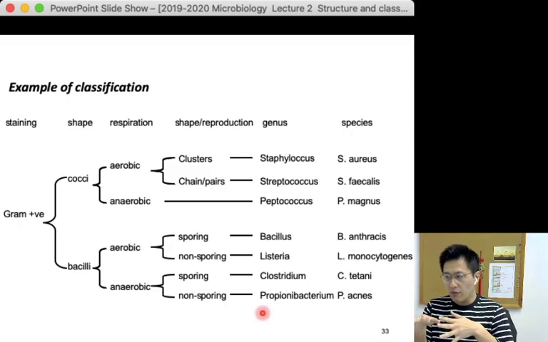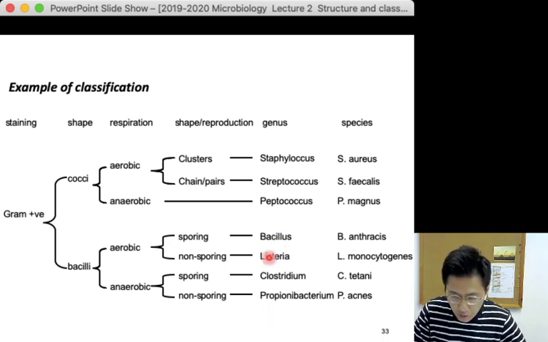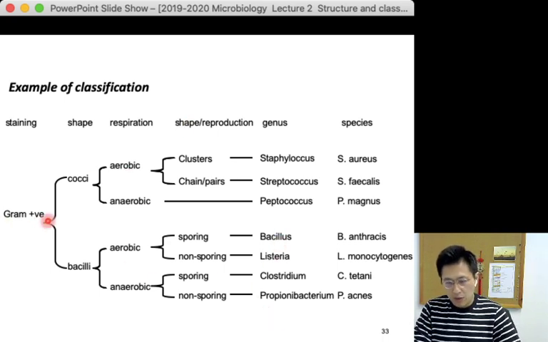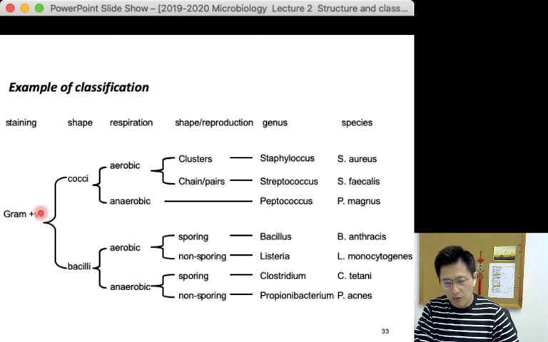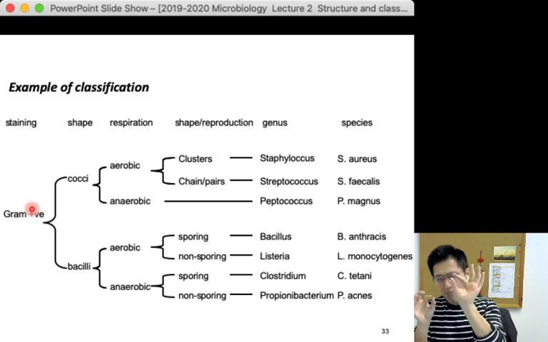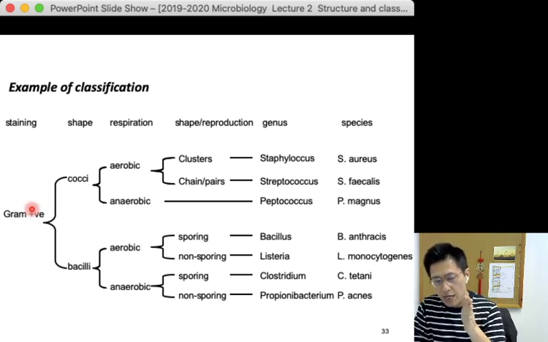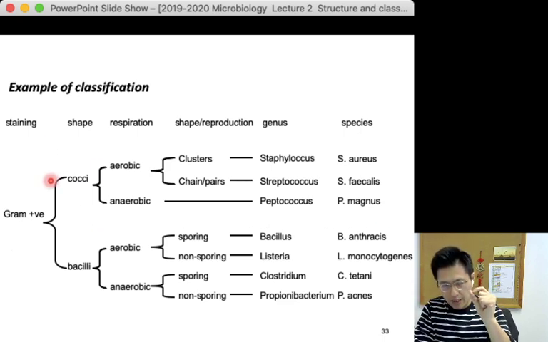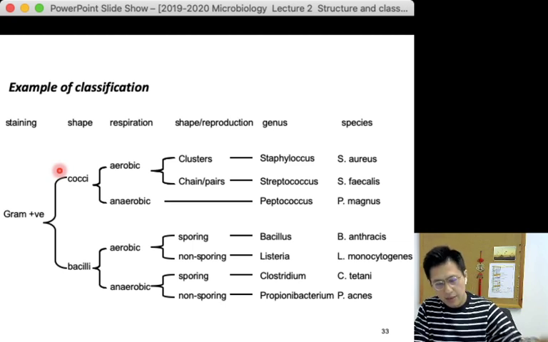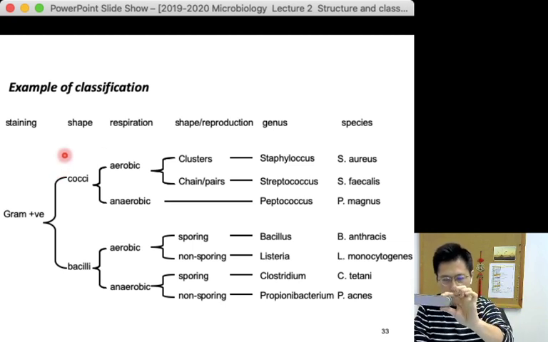Now, these are examples of classification. Let me give you examples here. When we stain it and it is a purple or very dark blue color, obviously this is a gram-positive strain. Then we look under the scope, and it's a round shape. A round shape is a coccus, and this other shape is a bacillus.